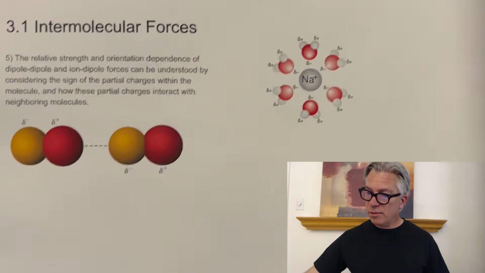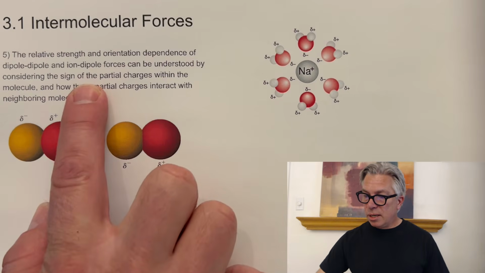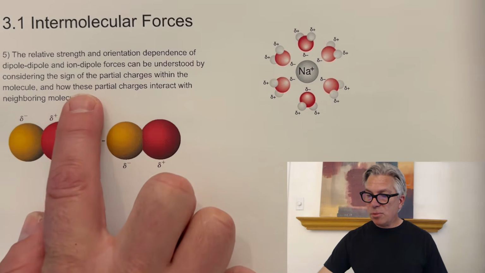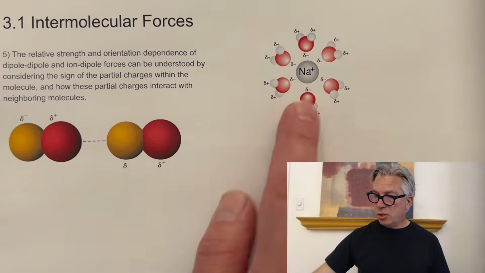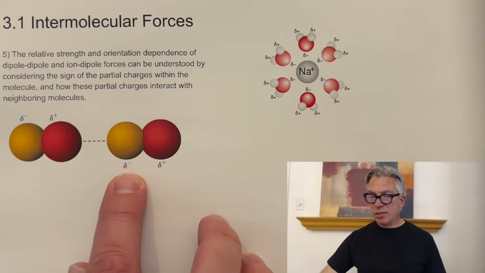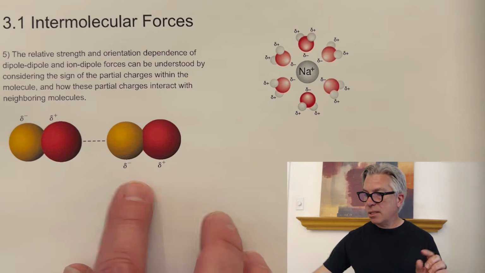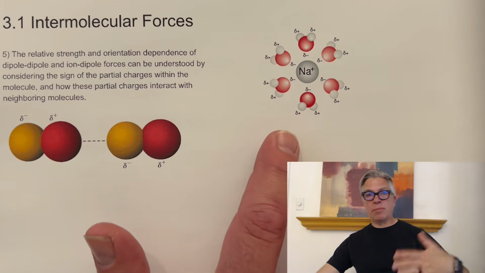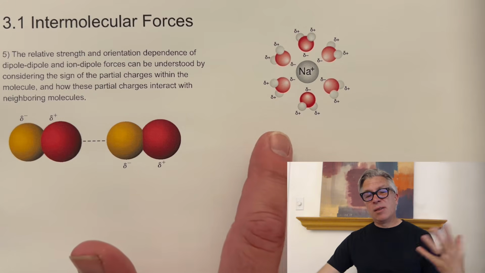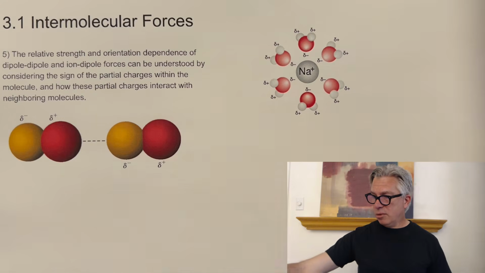And we're told the relative strength and orientation dependence of dipole-dipole and ion-dipole interactions can be understood by considering the sign of the partial charges. So I'm including these examples just to show, yes, you're going to see these little signs of the partial charges, like a little lowercase delta minus, delta plus, to show you in the molecule where the negative side is and where the positive side. These are not full charges, they're only partial charges, but you can kind of see where they are in the molecule. So that's an important notation to note.